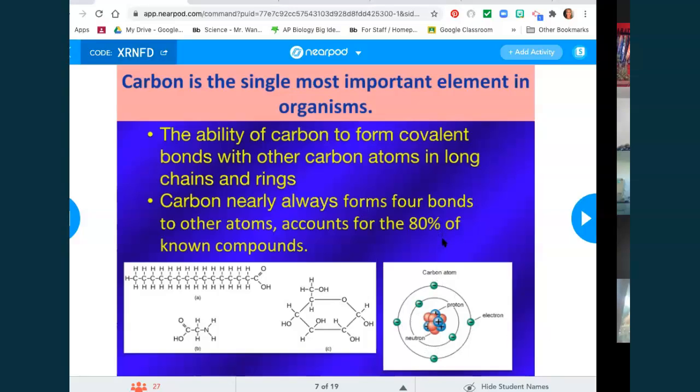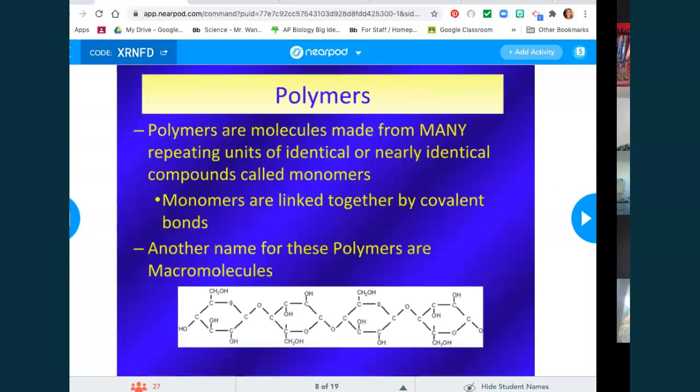It can make double bonds. It can make triple bonds, as long as it adds up to 4. Okay, so we have individual units called monomers. This one right here, this would be a monomer. If we add them together, and we'll talk about the reaction that makes those another day, we get what's called a polymer.